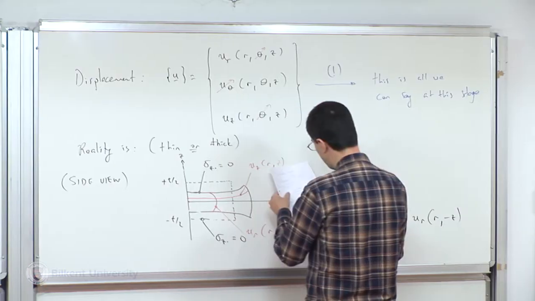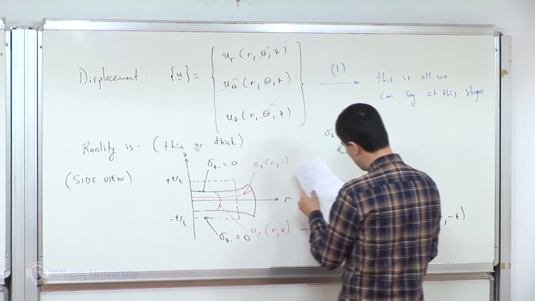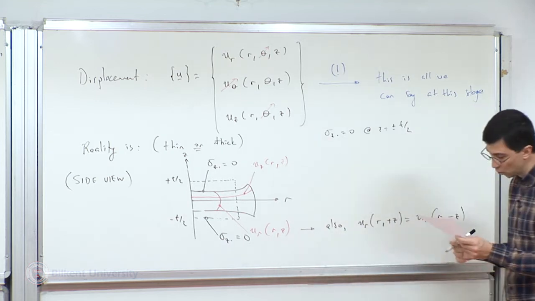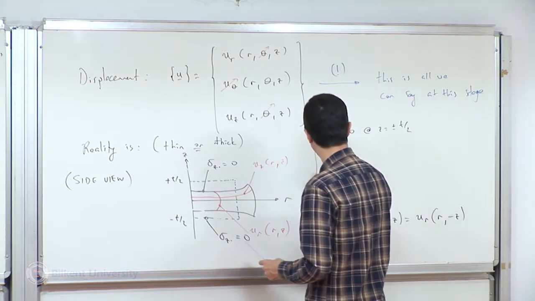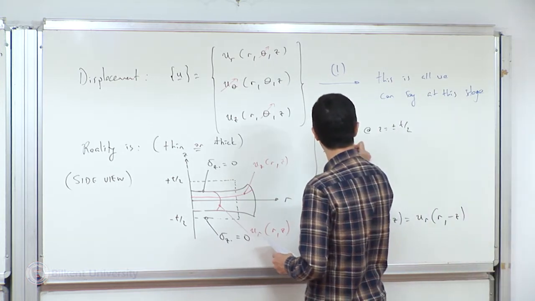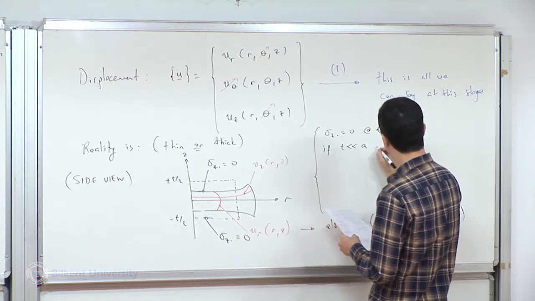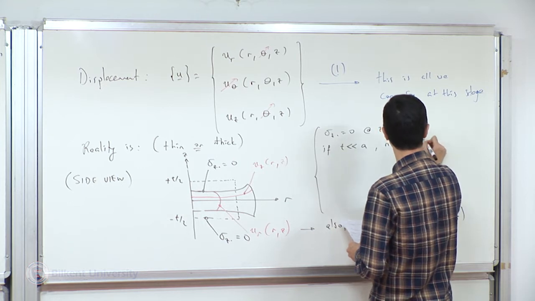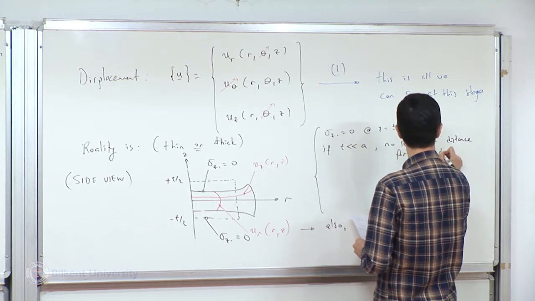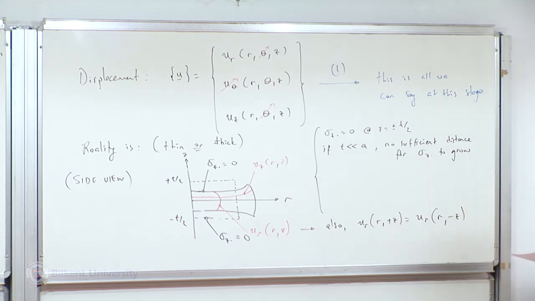And I'll squeeze that in here. So sigma z equals 0 at z equals plus minus t over 2. This is true whether or not it is a thin disk. But if t indeed is much, much less than a, and in that case we have a thin disk, there is no sufficient distance for sigma z to grow to an appreciable amount. It does increase, but not to an appreciable amount.